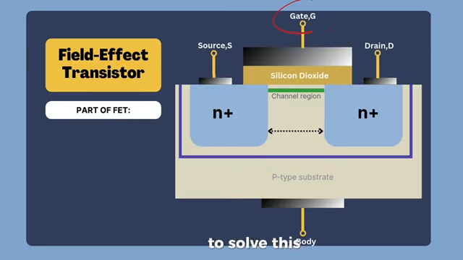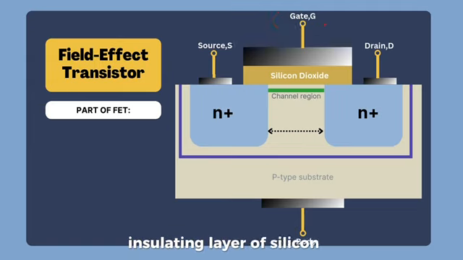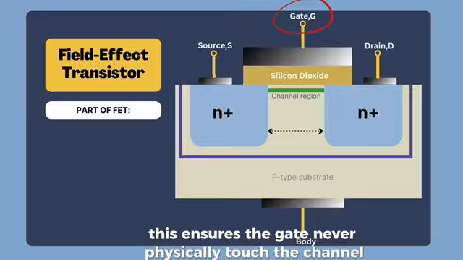To solve this, we place the gate on top. Crucially, the gate is protected from the silicon by a super thin insulating layer of silicon dioxide. This ensures the gate never physically touches the channel.